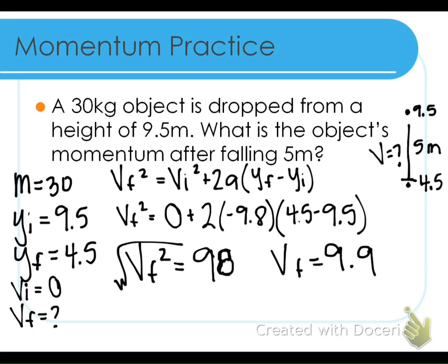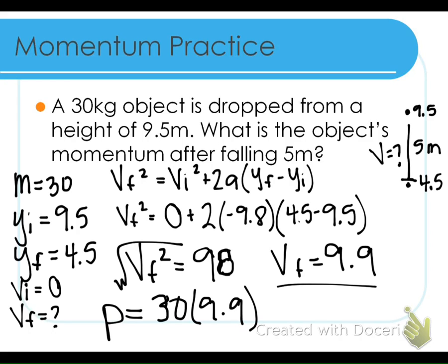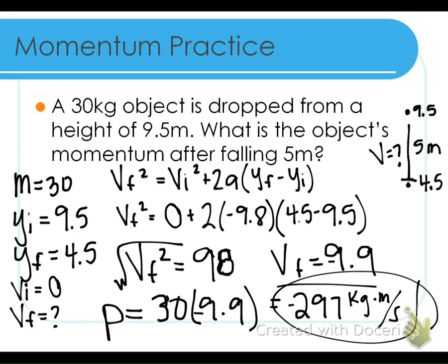Okay, great. So now we have our velocity and we have our mass. To solve for momentum, we can just take our mass times velocity. So 30 times 9.9, 297. Okay. Let's think about this velocity right here. Is it going up or going down? Down, so this should be negative, which means our momentum should be negative as well because it will be going down. So kilograms times meters per second. And the negative here tells us the direction. It tells us that it's going down.